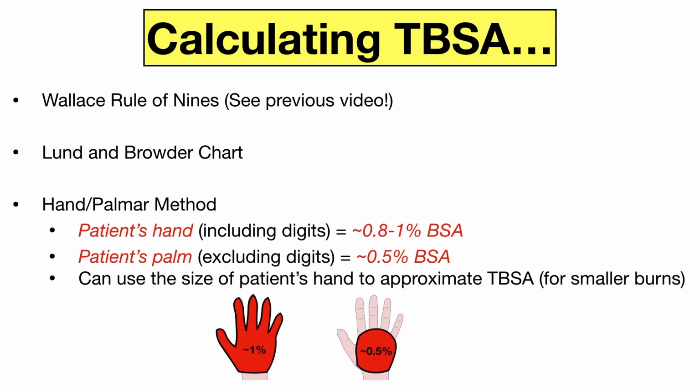The hand or Palmar method can be used in smaller burns, but remember, you're using the size of the patient's own hand and not your own hand to approximate the total body surface area.